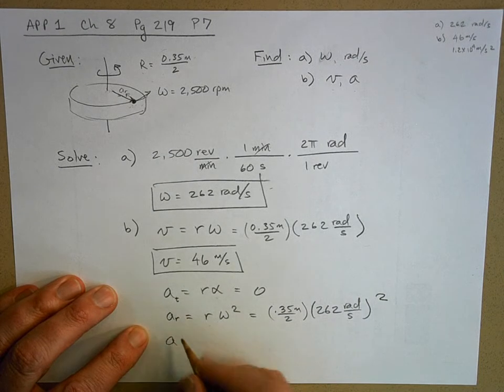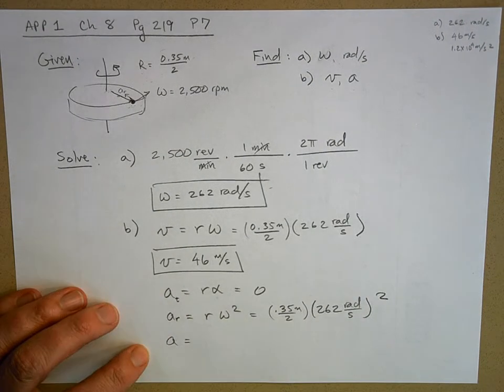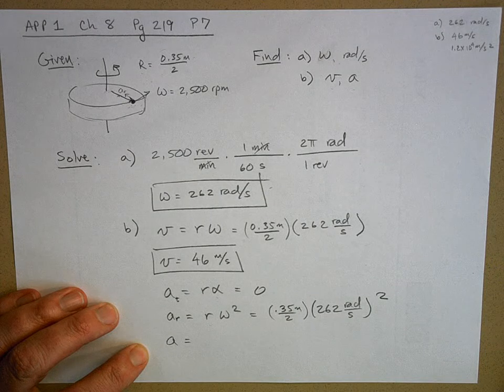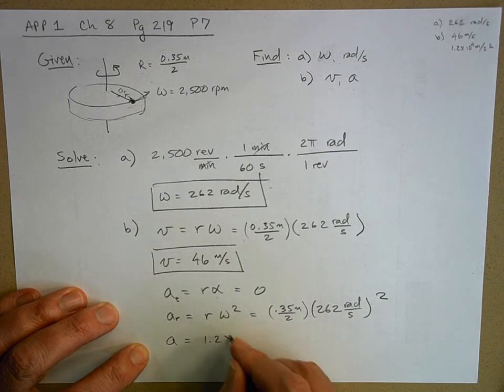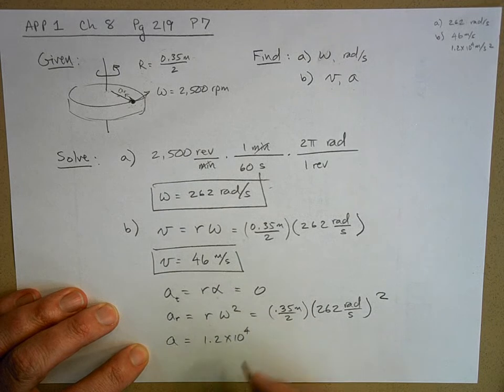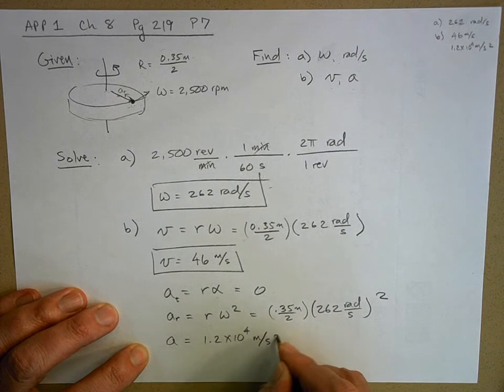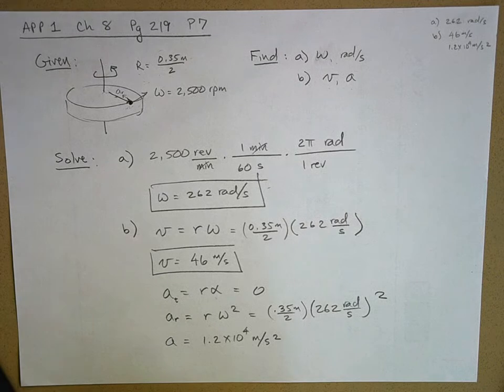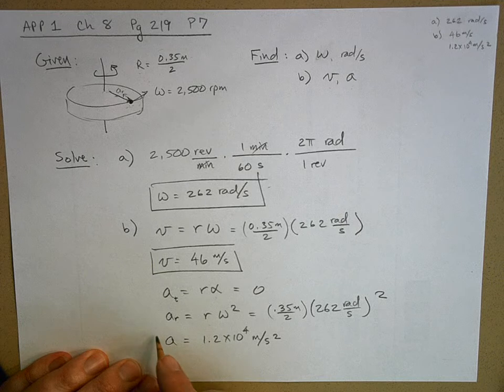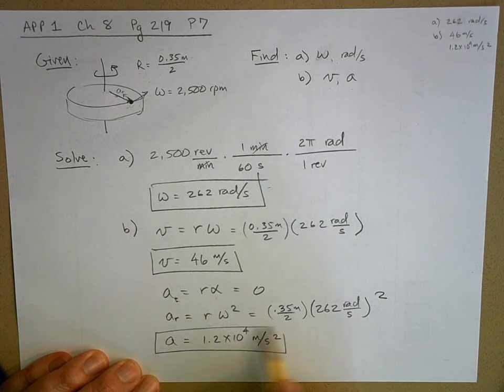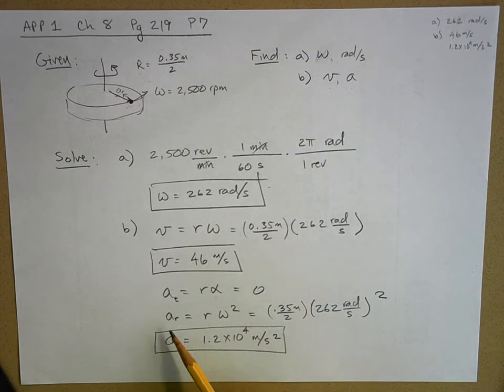So the total acceleration is just the radial component of the acceleration. Oh, crap. Hold on. 0.35 divided by 2 times 262 squared. And you get 1.2 times 10 to the 4 meters per second squared. Now this is really just the centripetal acceleration. This is the rate at which you're changing the direction of your velocity vector. But since the tangential component is 0, this is all you got.